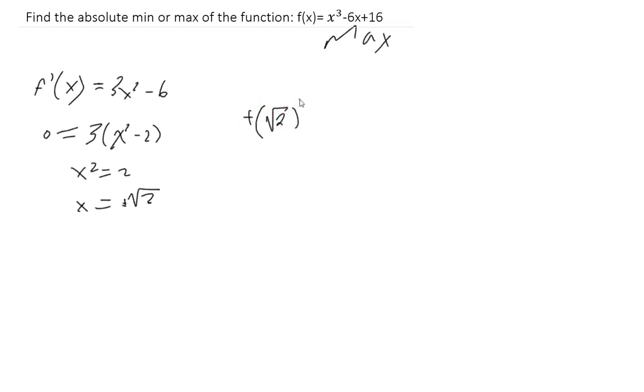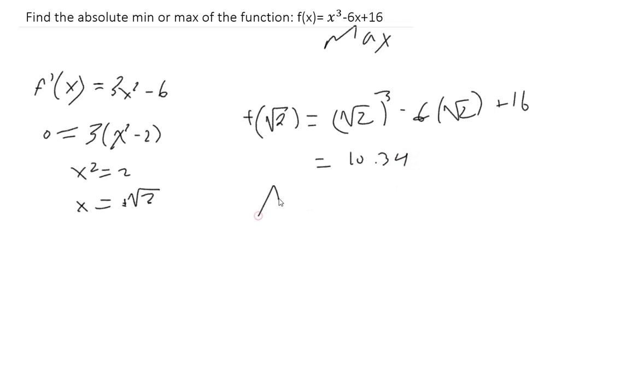We'll do positive first. So f of square root 2 cubed minus 6 times root 2 plus 16. I'm actually going to punch this in on the calculator because the math is so messy. It's not worth keeping in square root form. So 2 to the 3/2, minus 6 root 2, plus 16. So this comes out to be about 10.34.